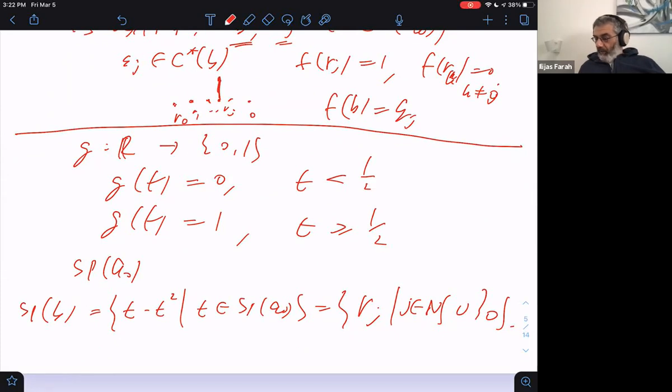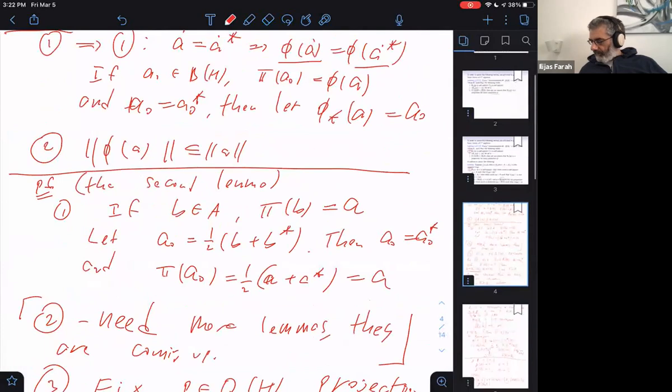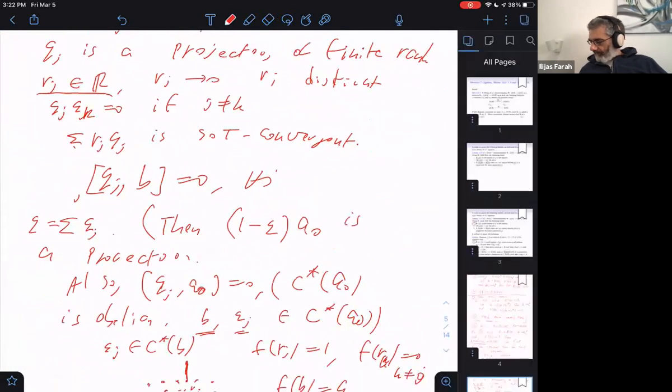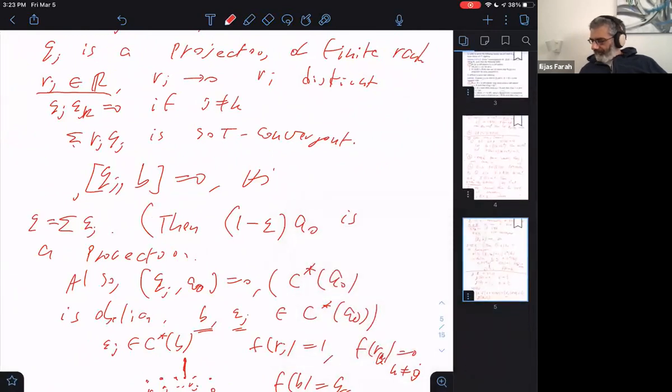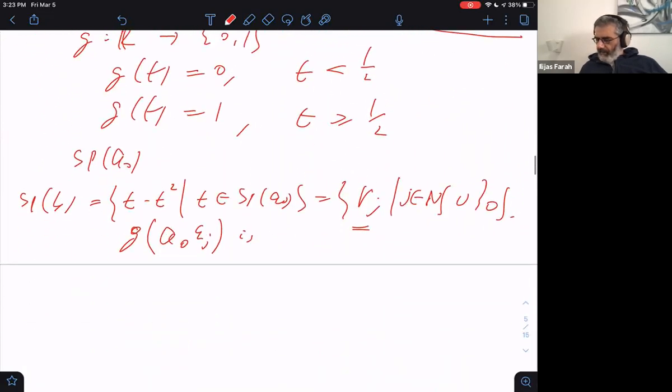Okay, so now at each one of these projections Rj, t minus t squared is equal to Rj, but t can be either greater than 1/2 or smaller than 1/2. And now g of A0 times Qj is a projection for every j. Right, you see, I have no problem applying g here because this is an operator of finite rank. So its spectrum is disconnected.